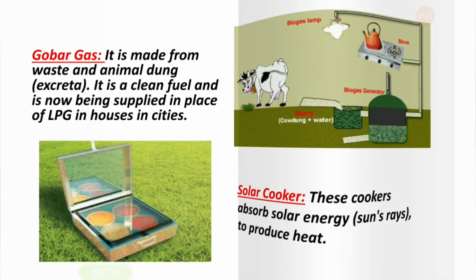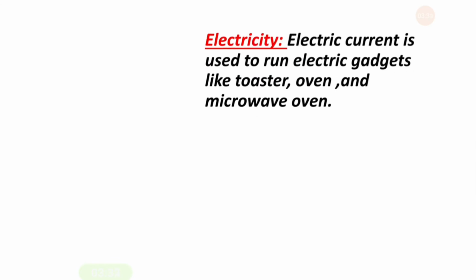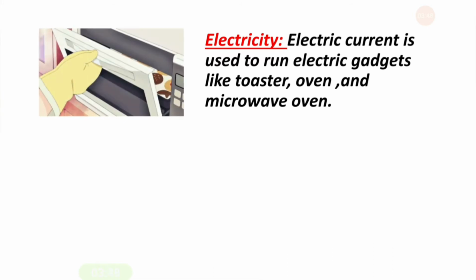Let's move to our next topic, which is electricity. Electricity or electric current is used to run electric gadgets like a toaster, oven and microwave oven. So it is also a kind of fuel. Nowadays we generally use electric current in our houses to cook our food.